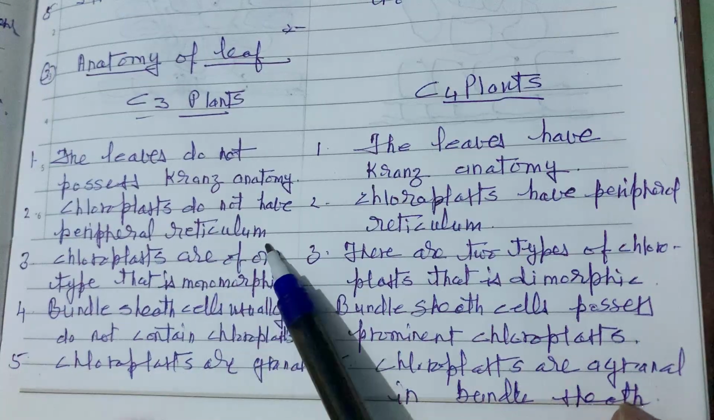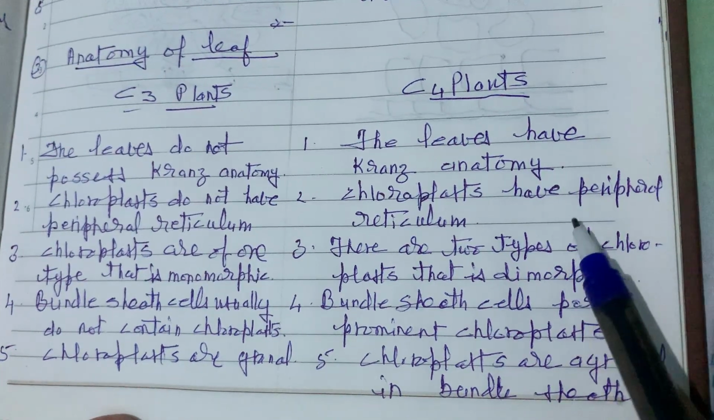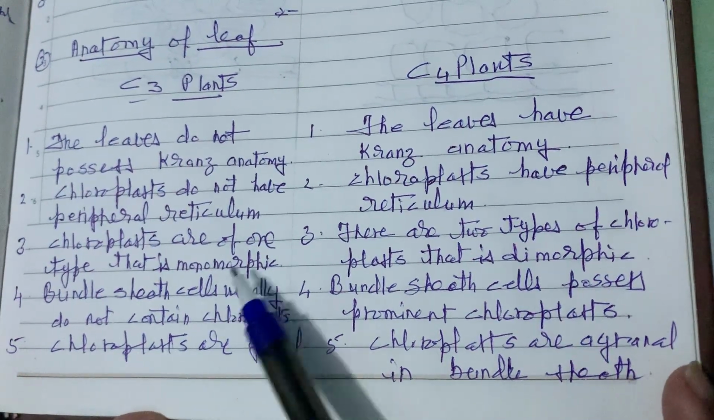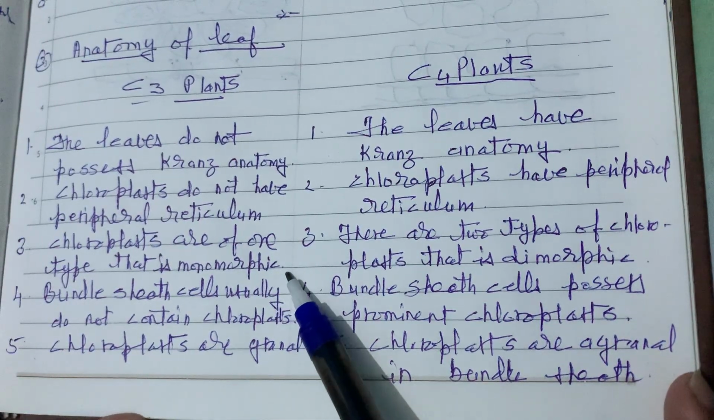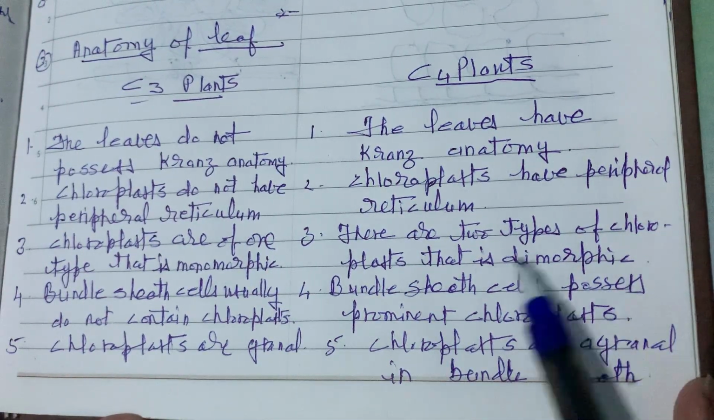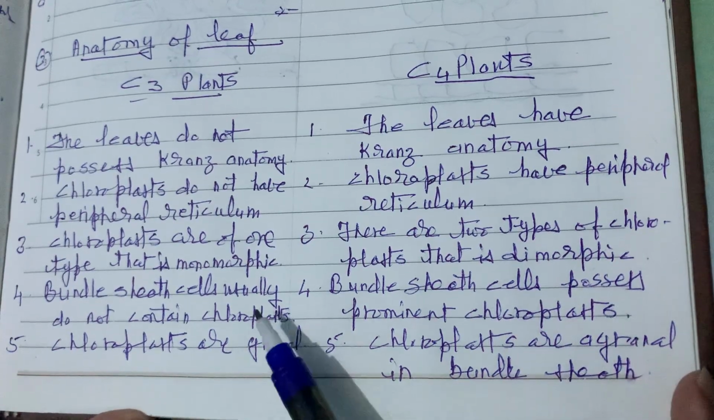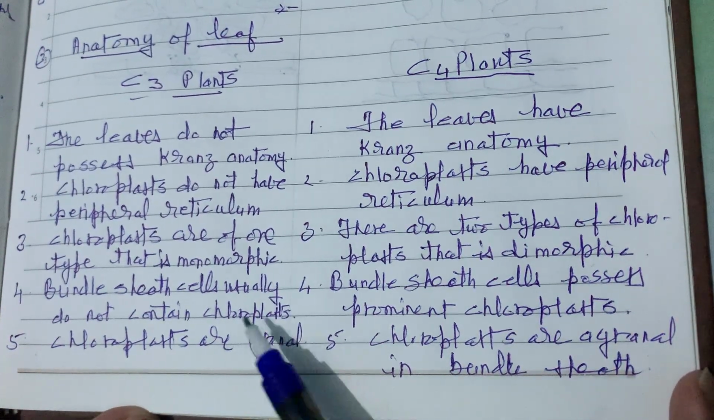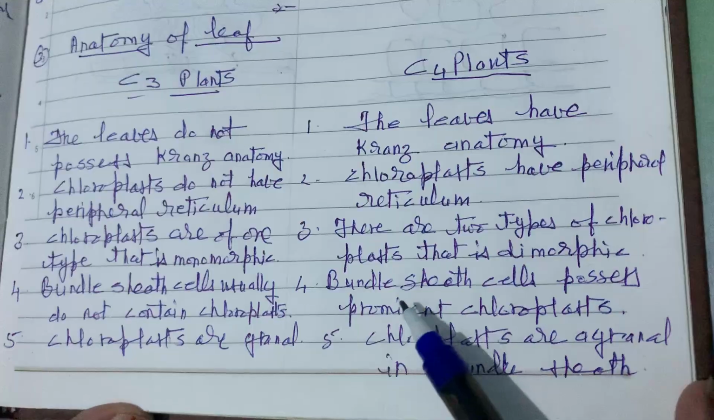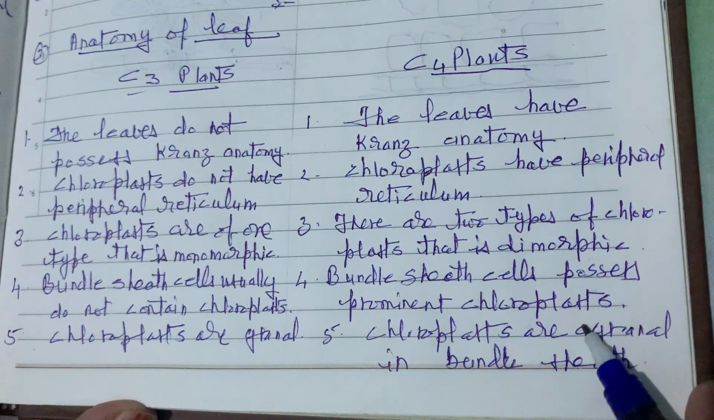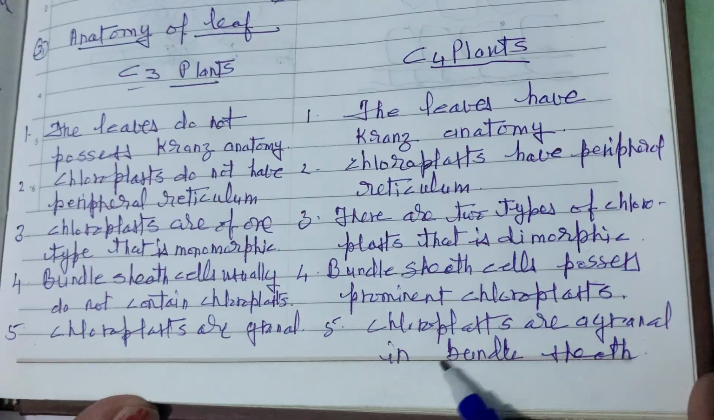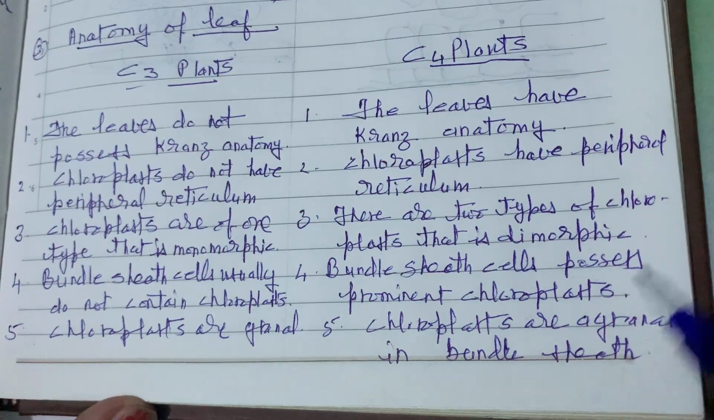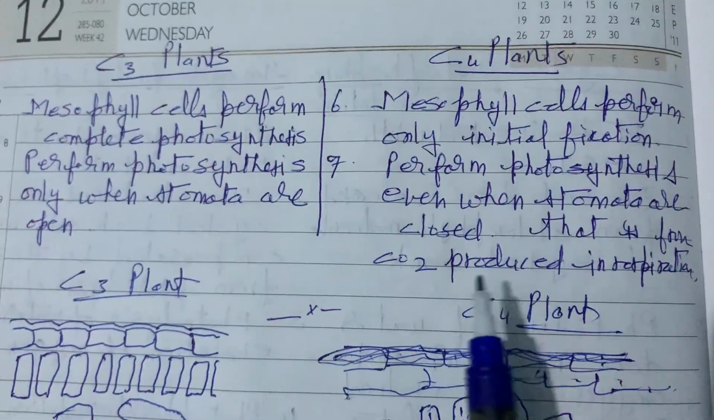Chloroplasts do not have peripheral reticulum. Here chloroplasts have peripheral reticulum. Chloroplasts are of one type and monomorphic. एक ही तरह के होते हैं. Here there are two types of chloroplasts, they are dimorphic. Bundle sheath cells usually do not contain chloroplasts, इसमें bundle sheath cells में chloroplast नहीं होते. Here bundle sheath cells possess prominent chloroplasts. Here chloroplasts are granular, chloroplast में granule होते हैं. Here chloroplasts are agranular in bundle sheath. Bundle sheath के chloroplasts जो होते हैं वो agranule होते हैं.